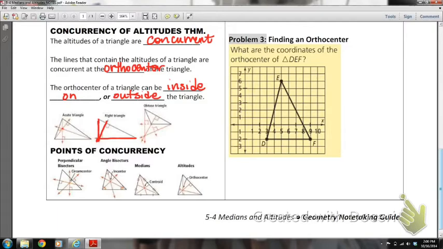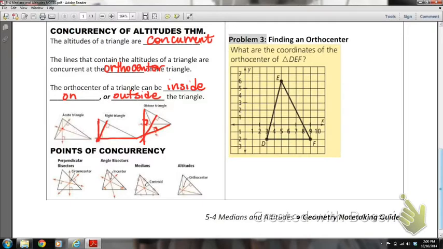And on an obtuse triangle, you have to extend the sides of the triangle before you can draw an altitude that's perpendicular to it. So that's why this one is meeting outside. Here you have to extend this side to get this altitude drawn, and then this altitude comes through the middle. So this point on the outside of the triangle, the orthocenter, is meeting on the outside of the triangle for an obtuse triangle.